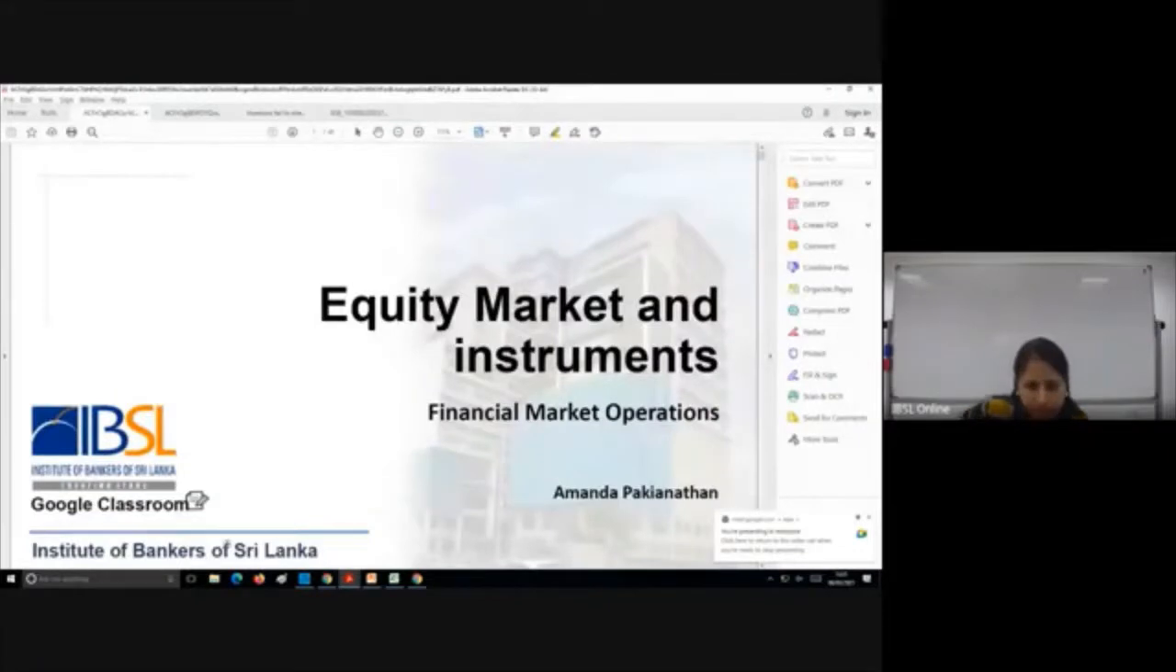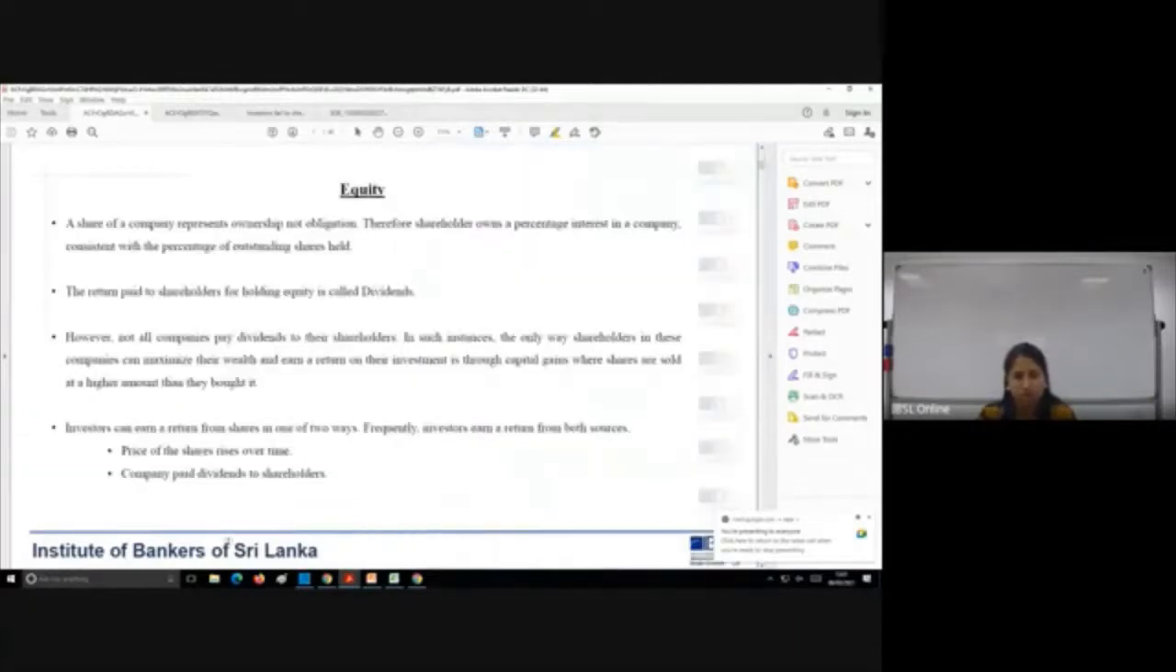So last week we started on the equity market and equity market instruments. First, we went through what equity is, and how it is different from debt. The basic differentiation factor between those two is that both of them offer two ways for the investor to get a cash inflow.